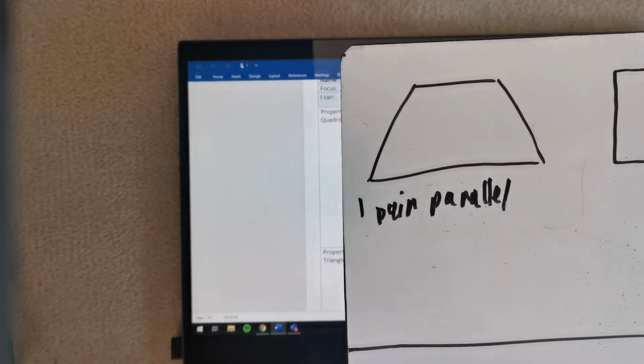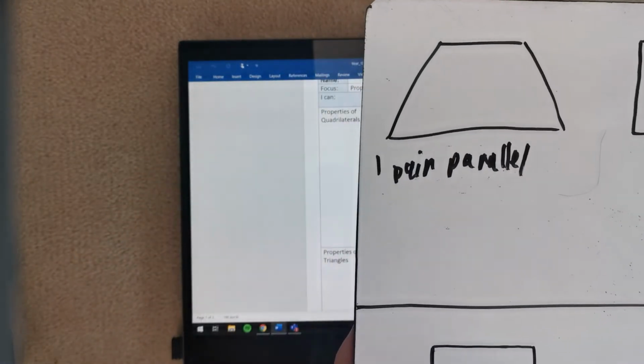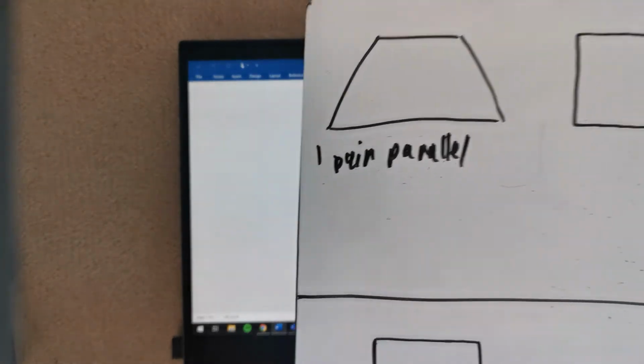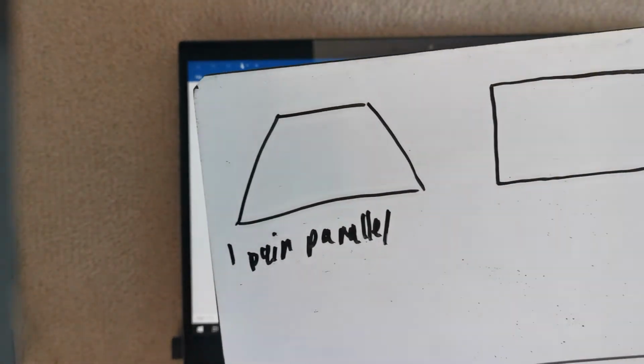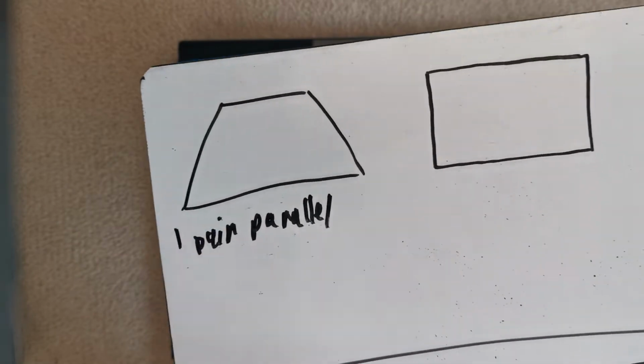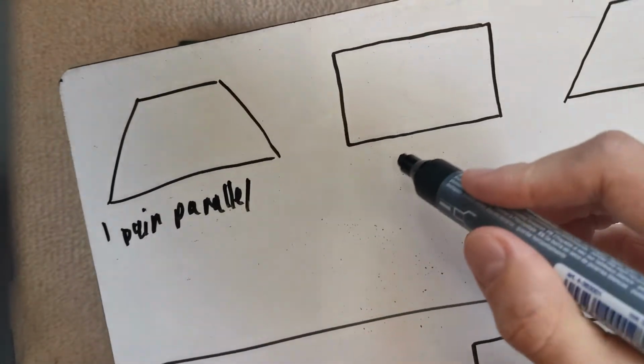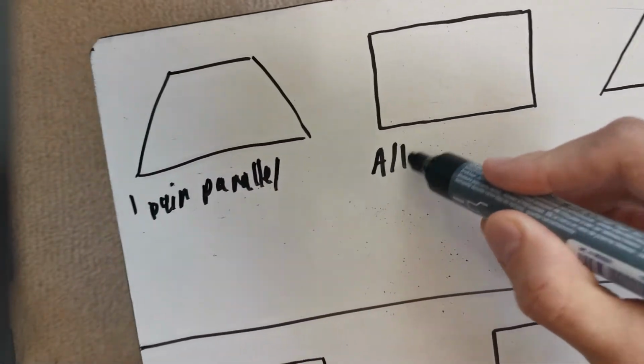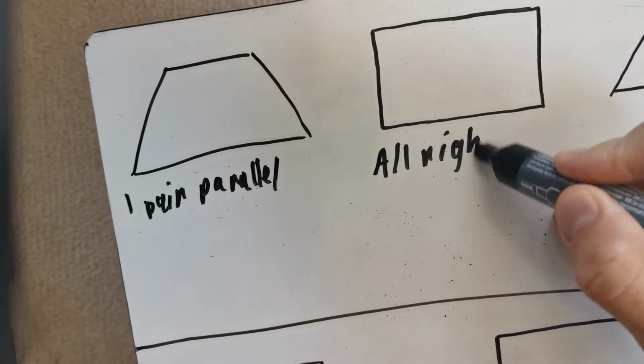What else could you say? You could say it's got exactly one line of symmetry. The others have two lines of symmetry. Lots of different things that you could say. I think the most common answer for that question would probably be that it's got one pair of parallel sides. Rectangle, you could say that it's got all right angles.